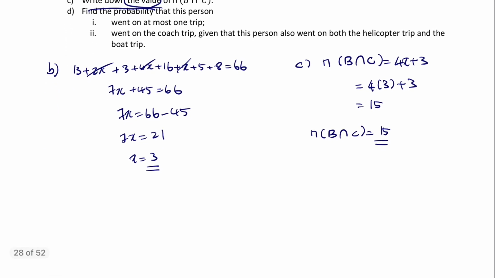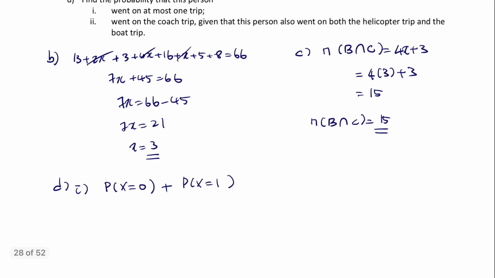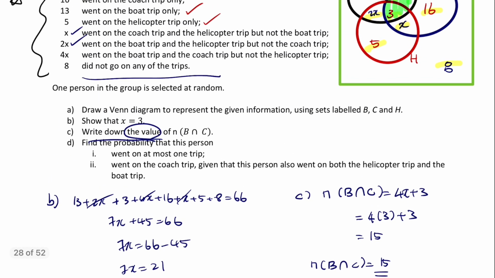Then let's talk about question D, I. We need to find the probability that this person went on at most one trip. This means this person can go on no trips, and we also have to find where this person went on one trip only. So we know that the probability that this person didn't go on any trip is 8 over 66, right? We have this information here.